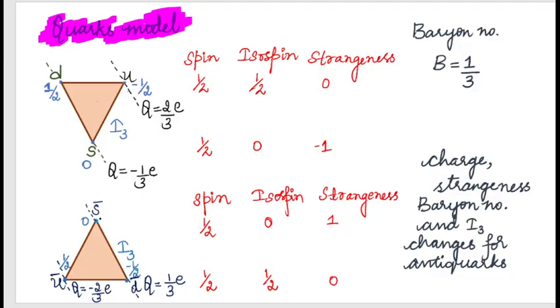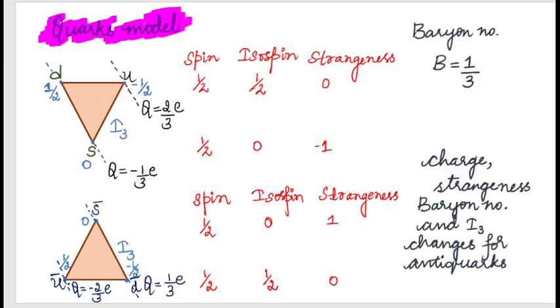The next model we are going to deal with is the anti-quark model. Anti-quarks are represented by a bar over the symbol. I have written here: S bar, U bar, and D bar. For anti-quarks, one thing we need to remember is that charge, strangeness, baryon number, and third component of the isospin change for antiquarks. So I3 here is 0, minus 1 by 2, half for anti-strange quark, anti-down quark, and anti-up quark respectively.